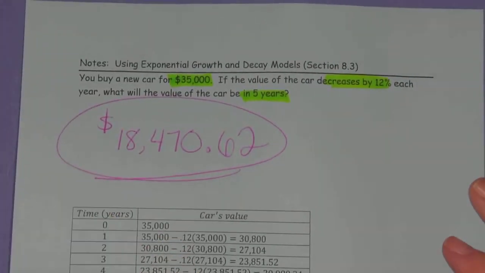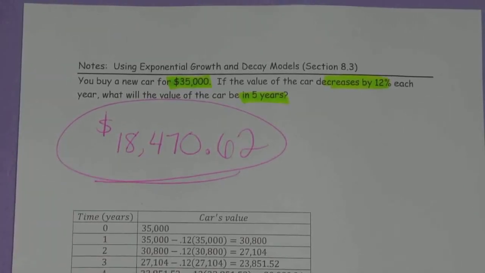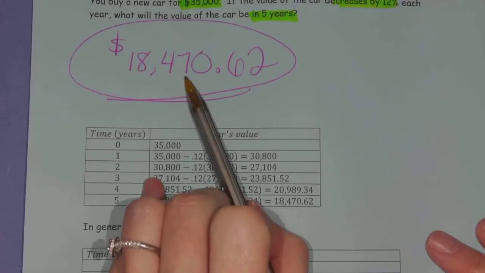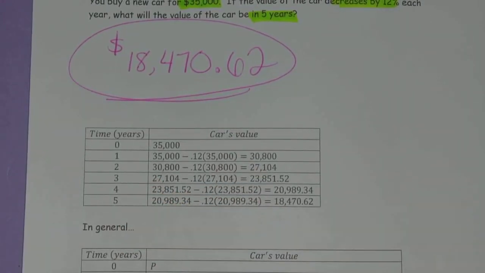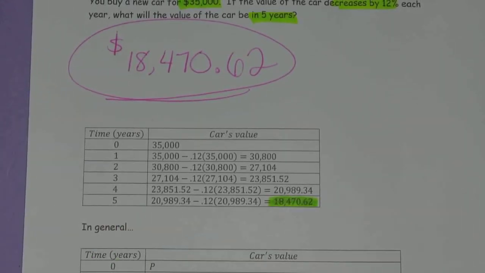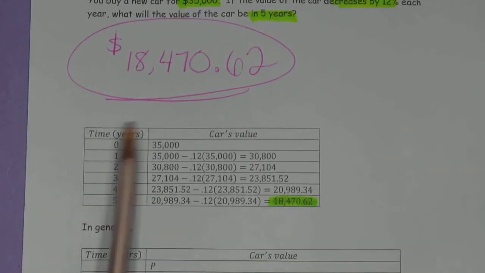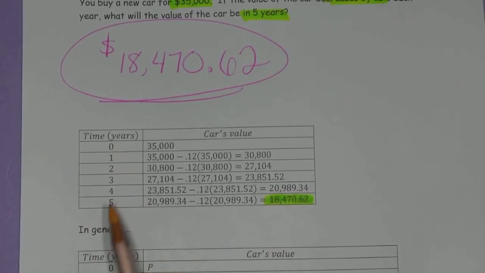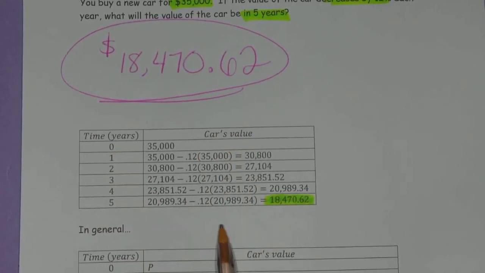Okay, I'm going to take you through what I did in this little chart that follows, and you can see that final answer is right here at the bottom, but I'm going to take you on a systematic step-by-step process of how I got that. So let's check it out. What I did is I made a table. I put the time in years down this column, and then the car's value down this column. So here are my computations.